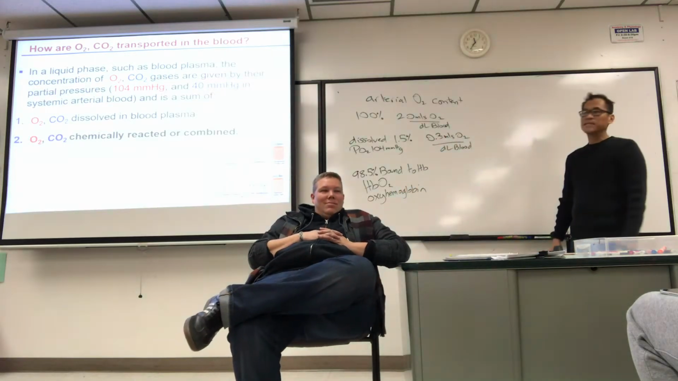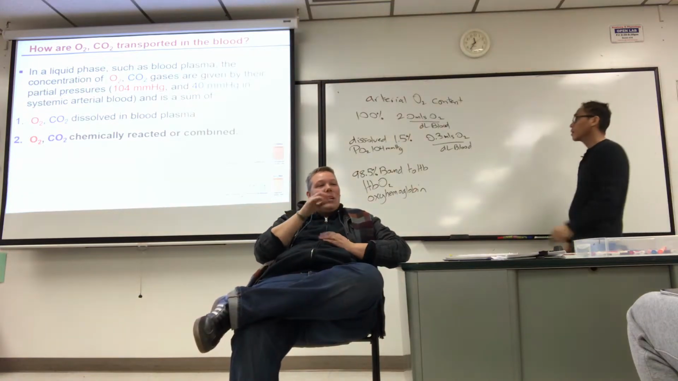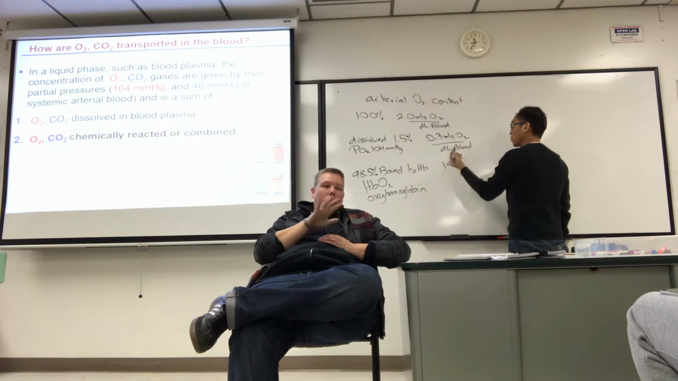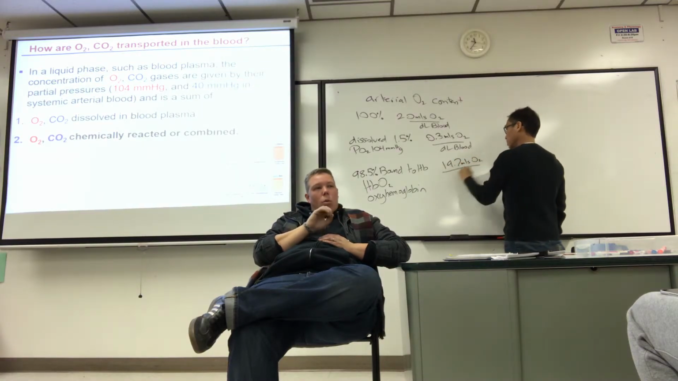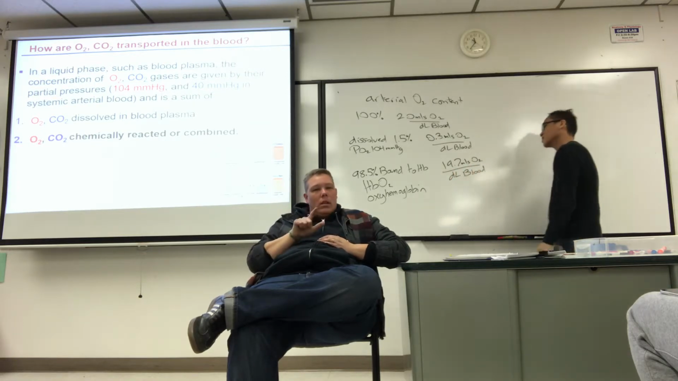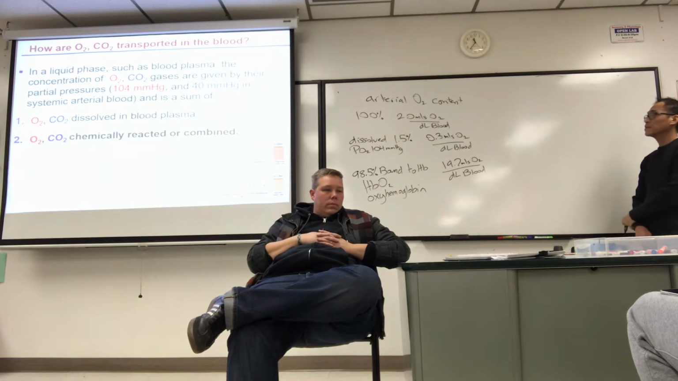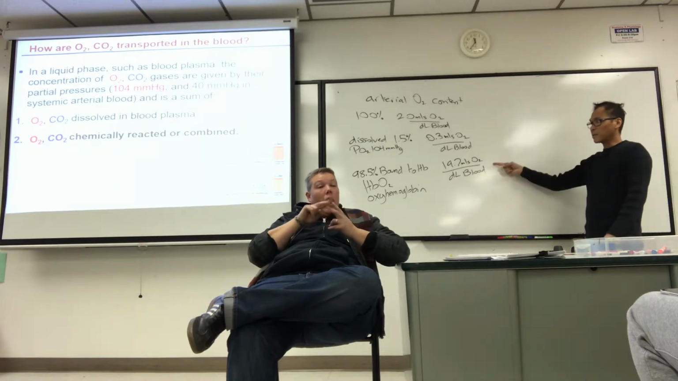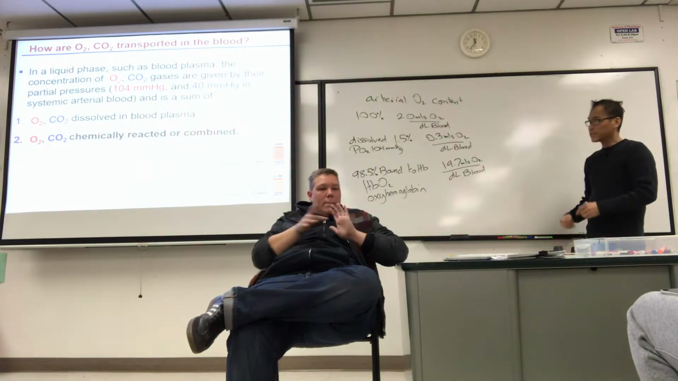So that's the other 19.7, about 19.7 mils O2 per deciliter of blood. All right, so that's how it breaks down. It's either dissolved or chemically bound to hemoglobin for the oxygen.